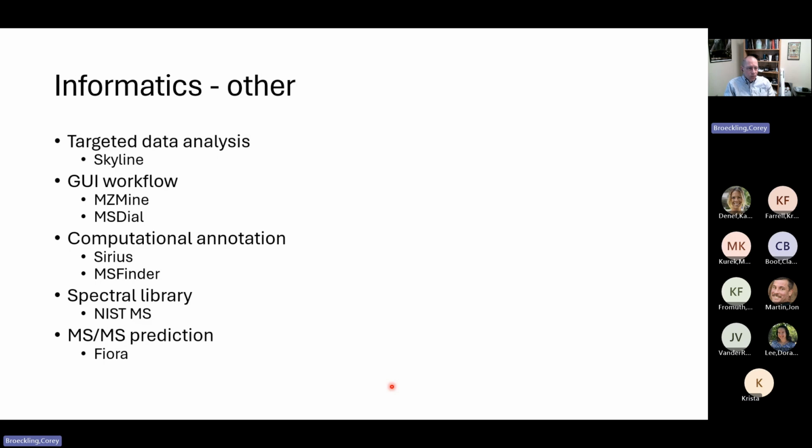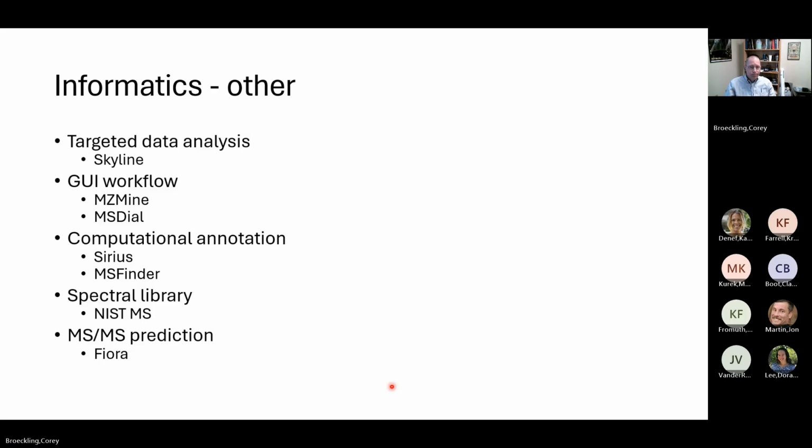There are computational tools such as Sirius and MS-FINDER. We've used those a lot. We have the NIST MS and MS/MS spectral library. And there's a new tool out that I've been using quite a bit called Fiora, which can actually predict MS/MS spectra for any structure, protonated and deprotonated adducts, or the current model train predictions.